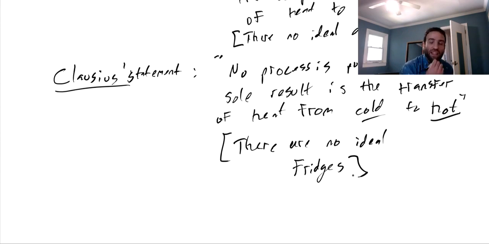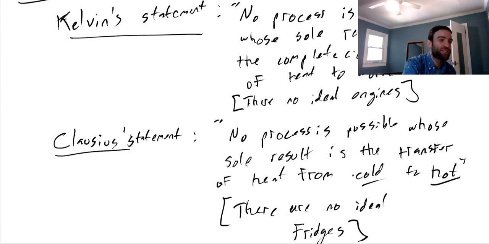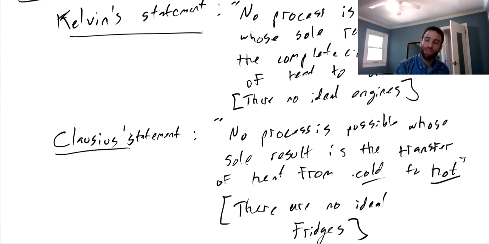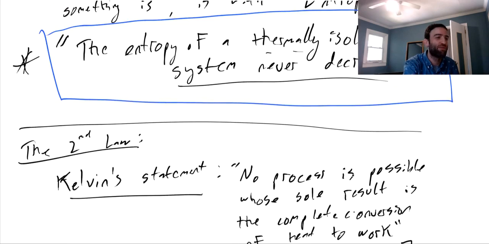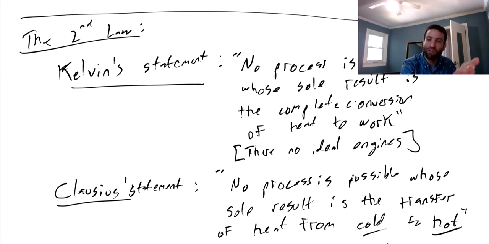Okay. Now, in this class, we're not going to dive into the details of why all of these different statements are actually equivalent to each other. One of the triumphs of 19th century science was to show that if you took any one of these statements, the entropy version, the Kelvin version, the Clausius version, there were several others actually, you could derive any of the other statements from it. And so all of these statements are actually equivalent to each other. In this class, we're not going to dive into the reasons why that's the case.